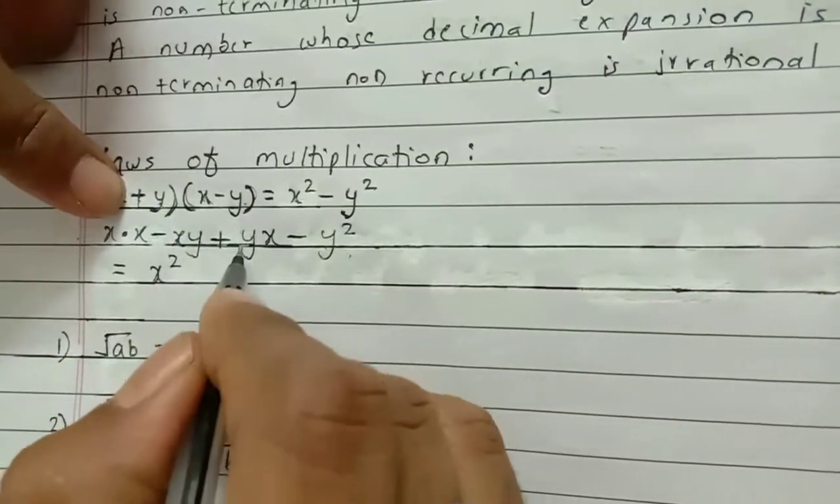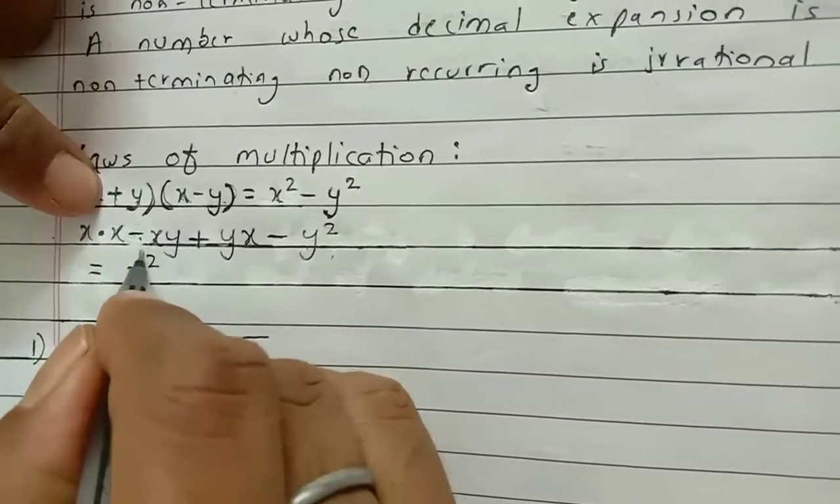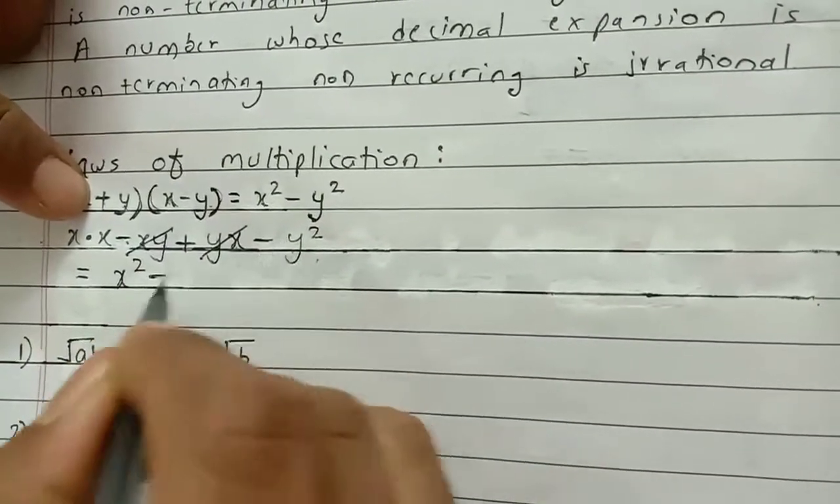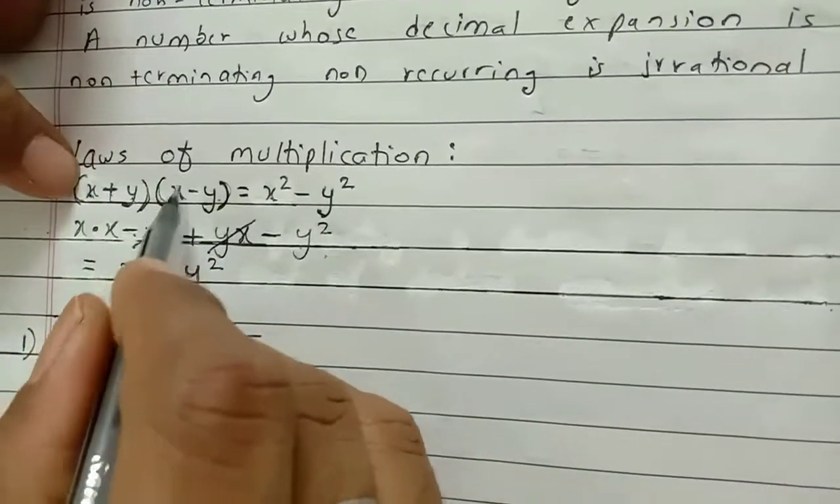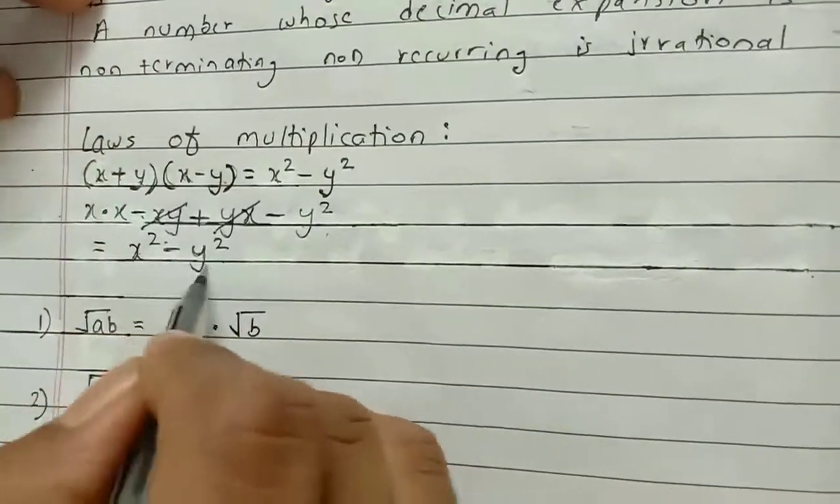minus xy plus xy, and these can get cut. What will remain? Minus y square. So the answer of (x plus y) into (x minus y) is x square minus y square. You have to remember this.